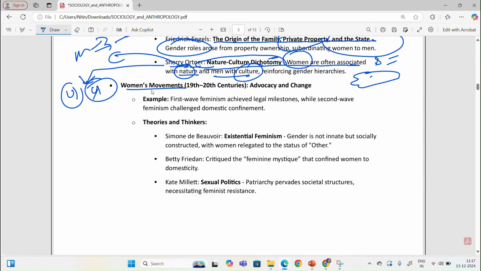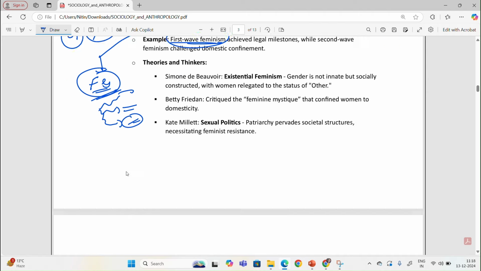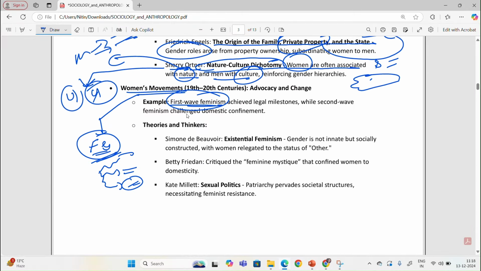Then we come to the women's movement. Women's movements were these feminist movements. There were certain waves of feminism. These feminist movements transformed how the society perceives women, how women perceive themselves, and what the expectations and outcomes of these are, which we'll study. So there are certain theories and thinkers. I'll not go over the waves of feminism; we'll read it in this table. But theories and thinkers, for example, there was a concept of existential feminism, which means that gender is not innate but socially constructed, with women relegated to the status of others.